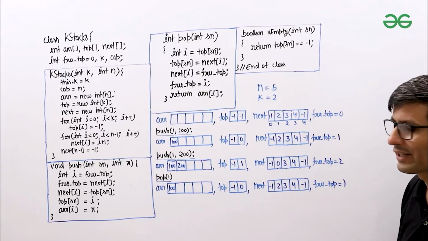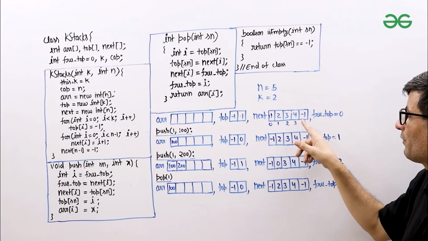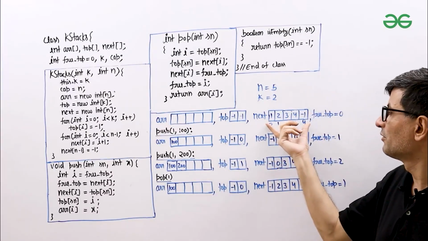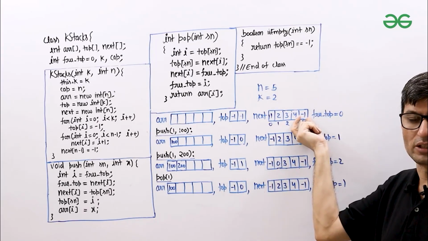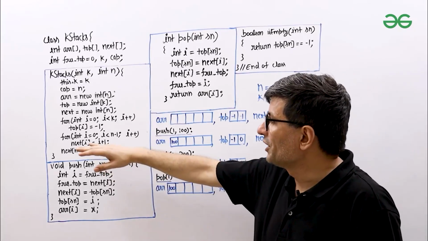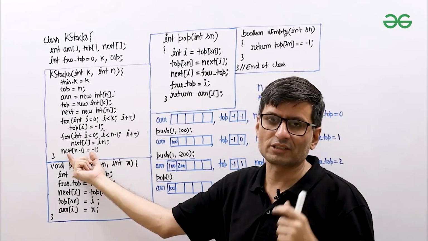And if you take a closer look at the next array, next of 0 is 1, 1 is 2, 2 is 3, 3 is 4, and 4 is -1. There is nothing below the last item, right? So everything is in the free stack and there is nothing below the last item in the free stack. So we initialize all values as i plus 1 except the last value. Last value is initialized as -1.